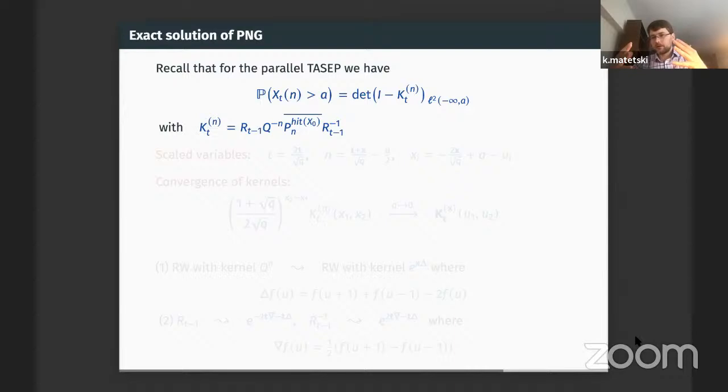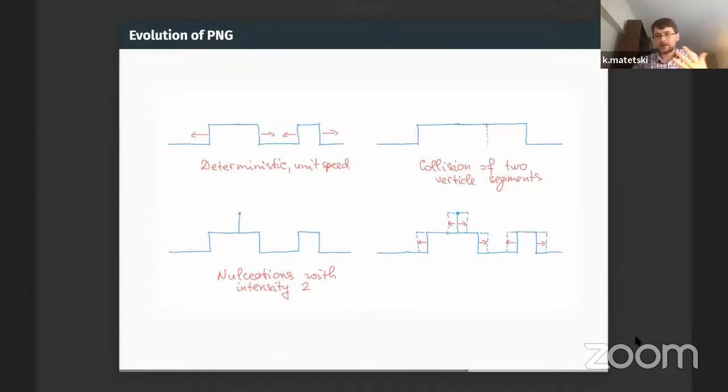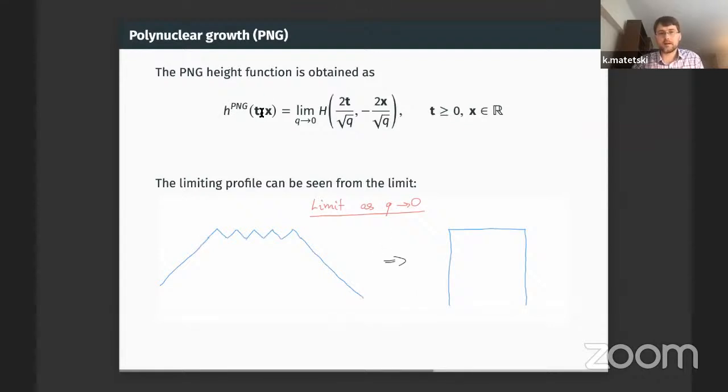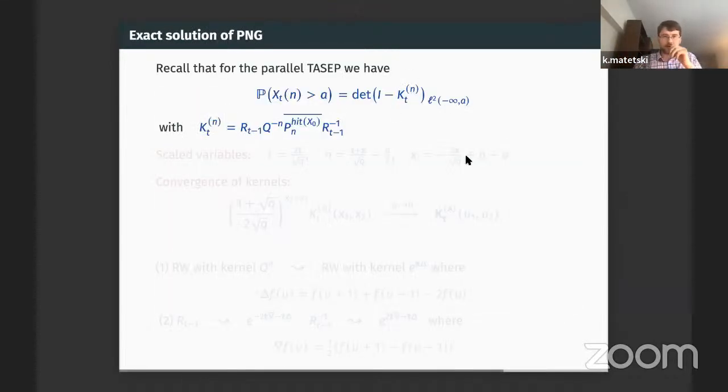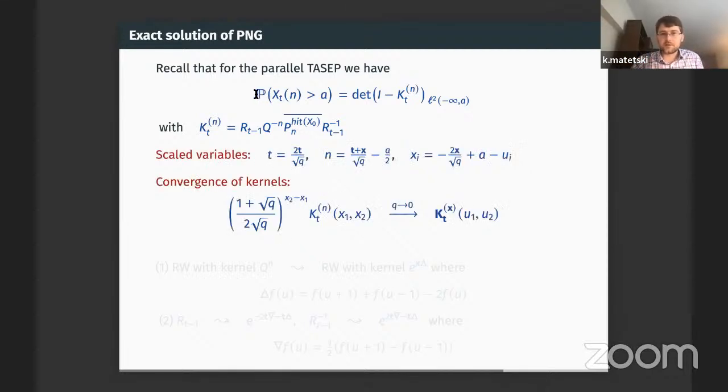So now I'm going to tell you, yeah, if you know a formula for the parallel TASEP, then by taking this limit, we obtain the respective formula for the PNG model. And it happens that under this rescaling limit, the parts of the discrete kernel for the parallel TASEP converge, more or less in the same way, to the respective parts of PNG. So I just recall that we have this one-point formula for PNG, where the kernel is given in this form. This is the form for parallel TASEP. So we choose a suitable rescaling of the variables. Time is rescaled like this. The particle number is rescaled like this.